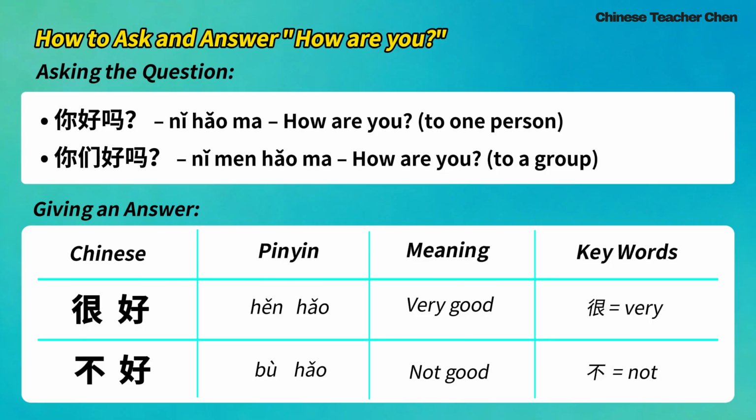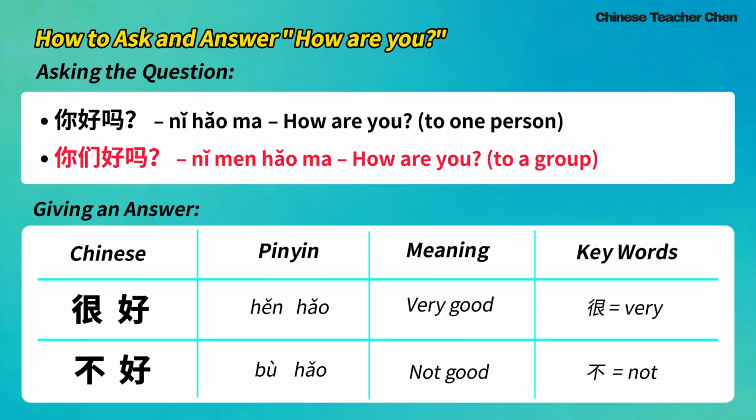Now let's talk about how to ask and answer the question, how are you, in Chinese. First, the question to ask one person, how are you? You say 你好吗. See, we added that 吗 at the end to make it a question. By the way, in daily chats, people might use more casual phrases like 还好吗? We'll learn those in a later lesson.